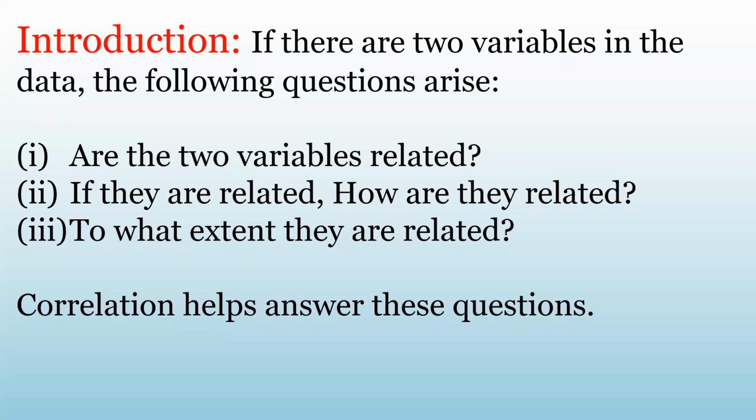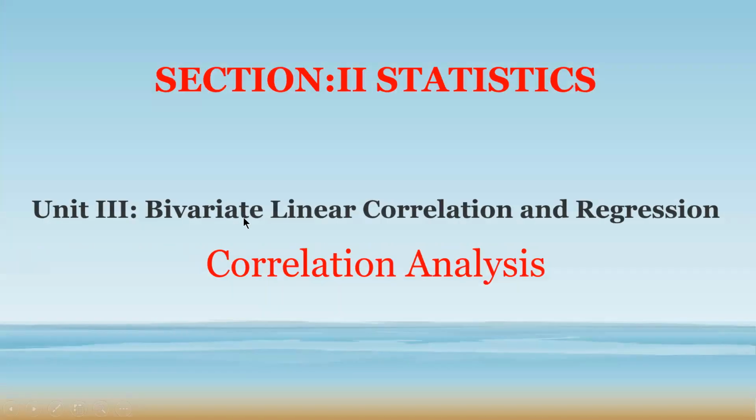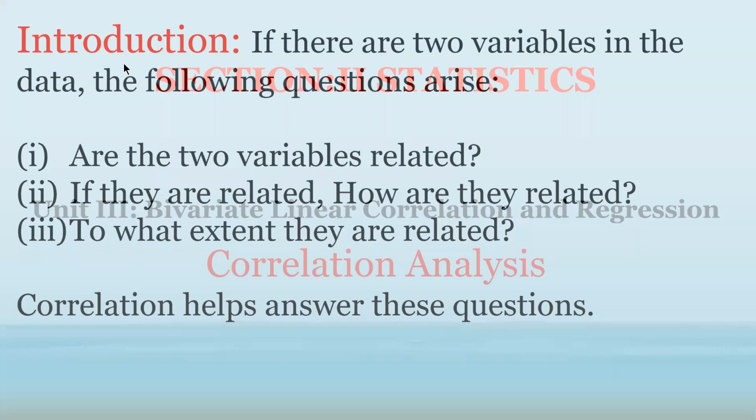Means in the data, you will be given two variables. That is how it is called bivariate. See here, bivariate. Variate means variable, bi means two. So we are going to study two variables in the data.